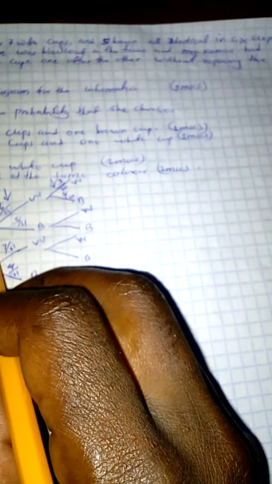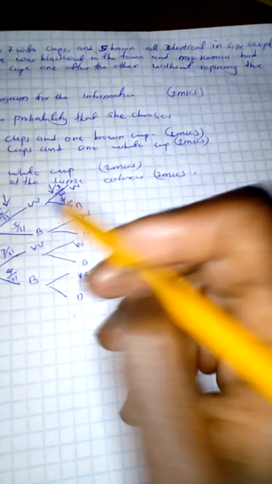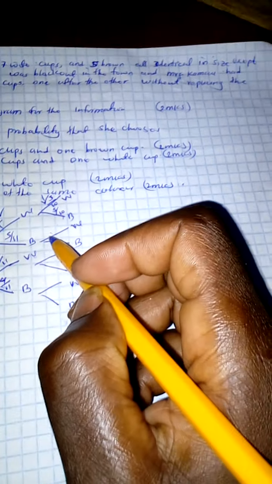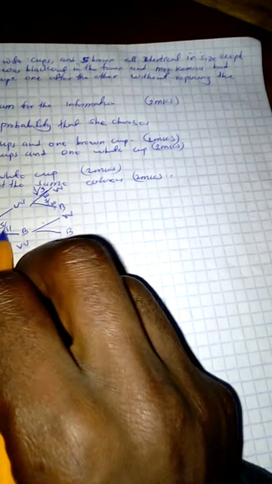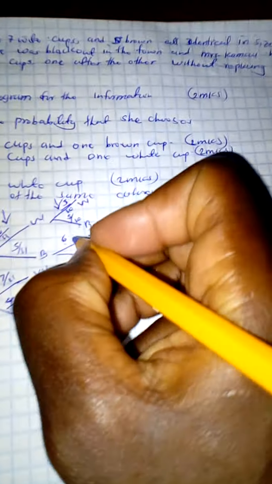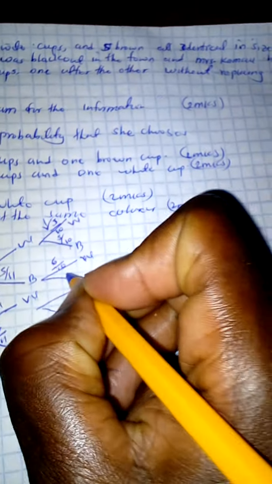Look here, she had taken white, brown, but she needs white. That means the number of white is still 7, and the total is 10. Taking brown means the number of whites here is 7 over 10. The number of brown is only taken 1, meaning it remains 4 over 10.